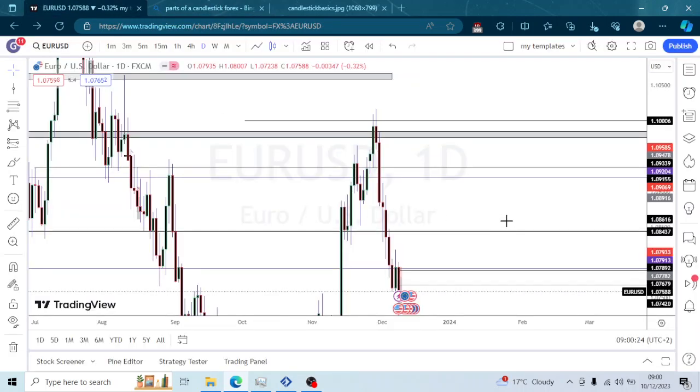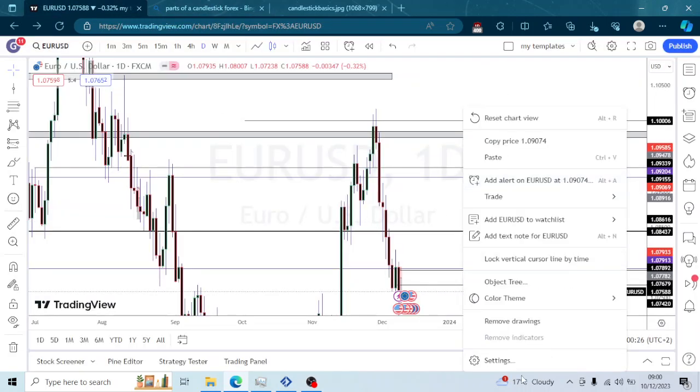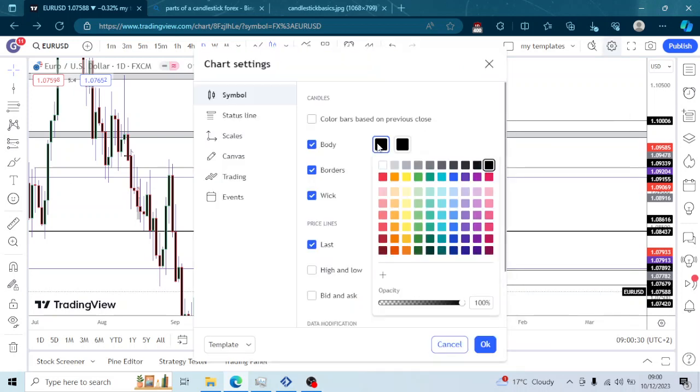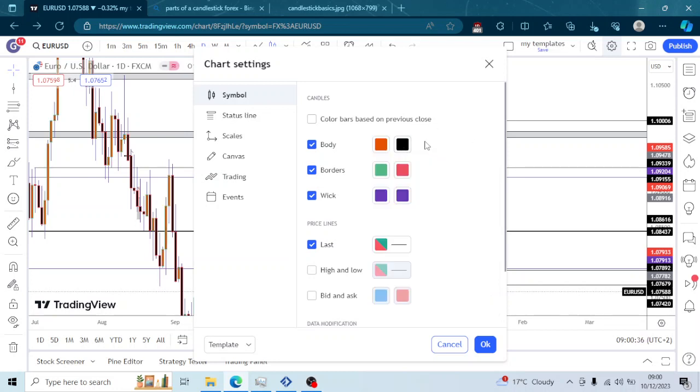So, let's see. Should I change the colors? Let's just switch the colors. I can't believe I even forgot how to change these colors before. Which color? Let's use this one.